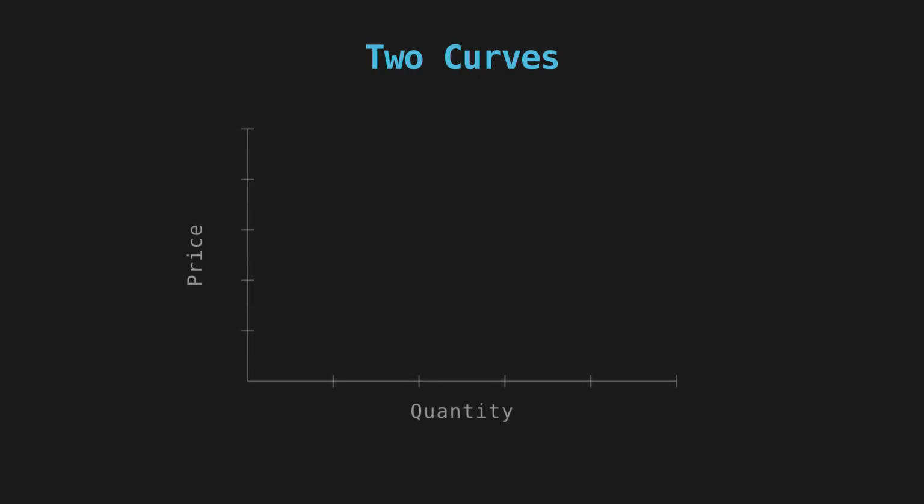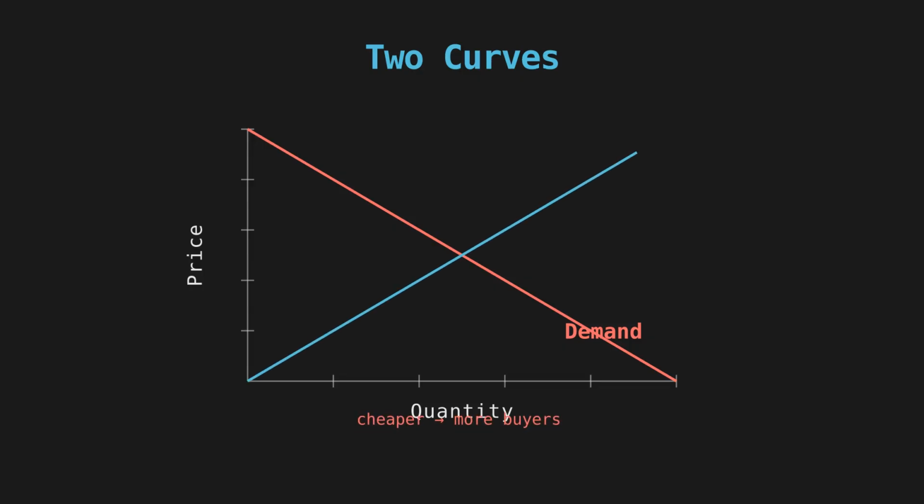Price on the vertical axis, quantity on the horizontal. The demand curve slopes downward. Cheaper things, more buyers. The supply curve slopes upward. Higher prices mean producers are willing to make more, maybe opening a second factory or working a later shift.